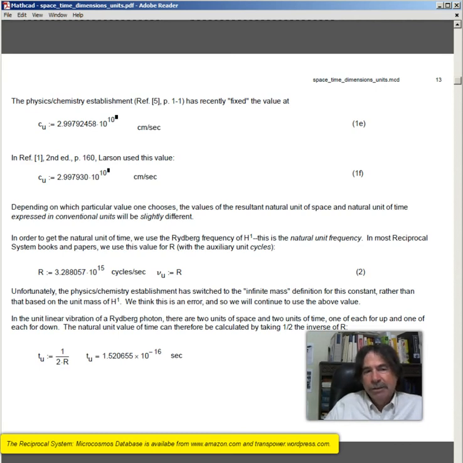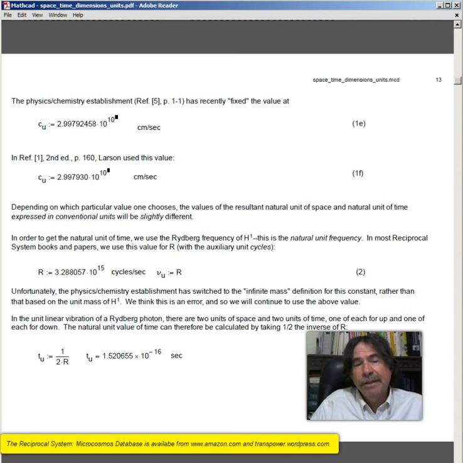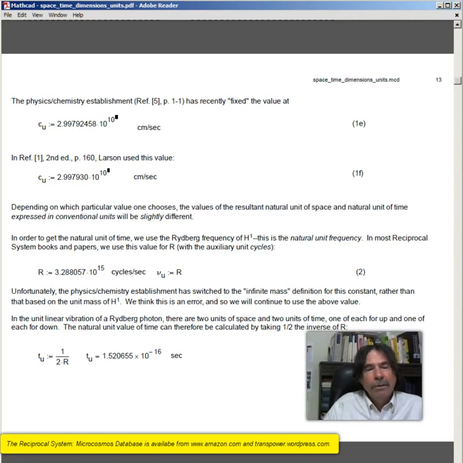In order to get the natural unit of time, we use the Rydberg frequency of H1. This is the natural unit frequency. In most reciprocal system books and papers, we use this value for r with auxiliary unit cycles: r equals 3.288057 times 10 to the 15th cycles per second. Unfortunately, the physics chemistry establishment has switched to the, quote, infinite mass definition for this constant, rather than that based on the unit mass of H1. We think this is an error, and so we will continue to use the above value.